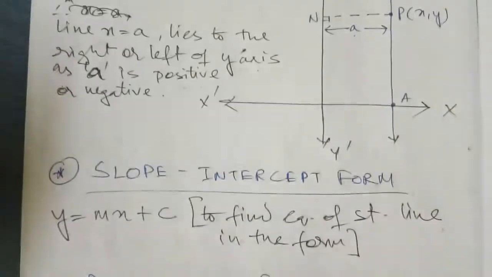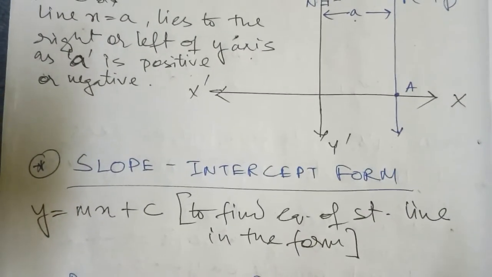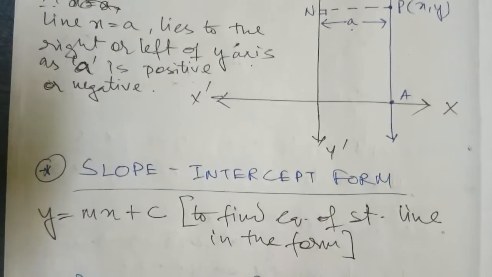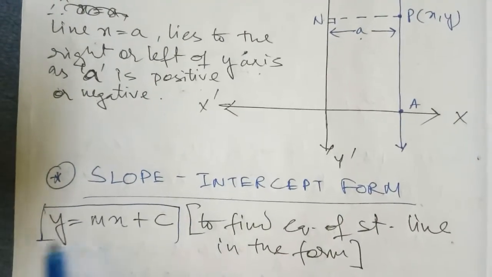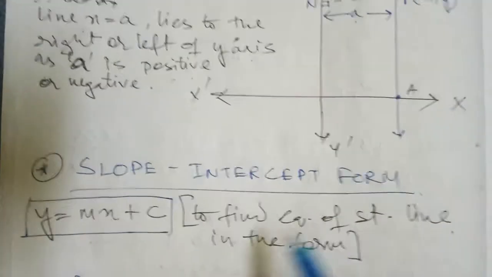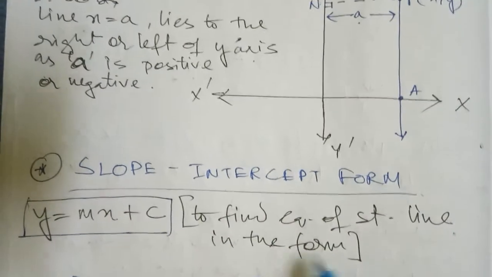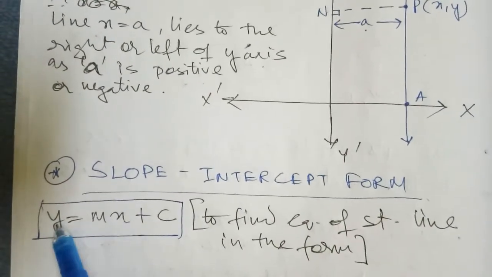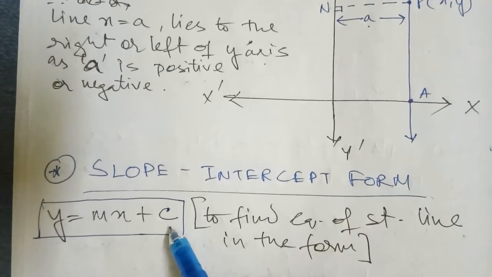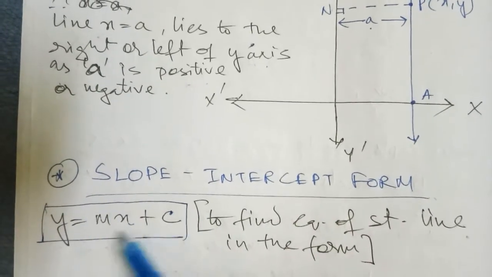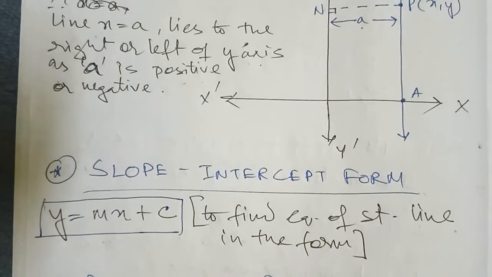Next we come across the slope intercept form. What is the formula? That formula is y equals mx plus c. This is used to find the equation of a straight line. Here the value of m and c will be given to you. You just need to put the values and find out this particular y equals mx plus c.